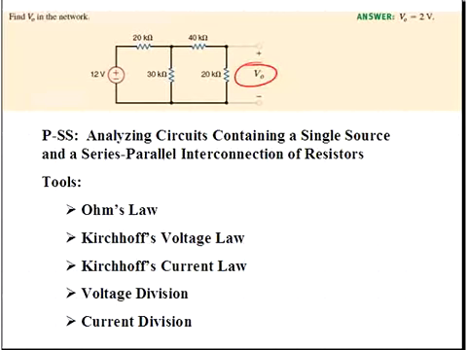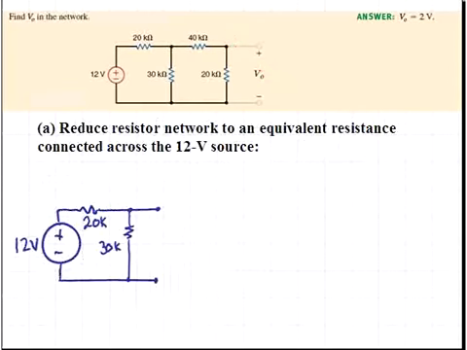In order to determine that voltage VO, we might apply the tools which we have available: Ohm's law, the two Kirchhoff's laws, voltage division, and current division. We might apply voltage division or use Ohm's law with respect to a current IO flowing through the 20K resistor. We'll try that latter approach.